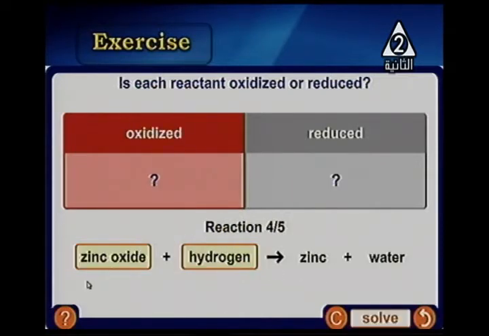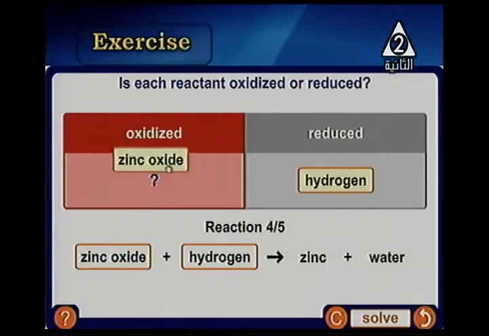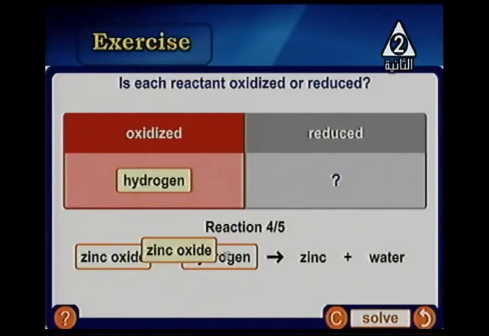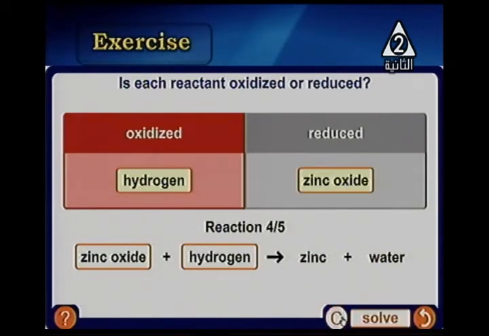And here this is zinc oxide and the hydrogen. Hydrogen changes into water. It means what? It means hydrogen gains oxygen to change into water. The water is what? H2O. Right. Excellent. So here we have the hydrogen and oxygen in the water molecule. So the hydrogen is oxidized here, and the zinc oxide loses oxygen, so it is reduced.